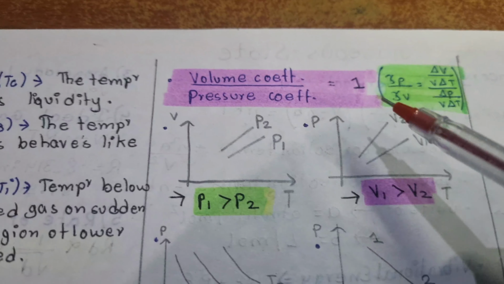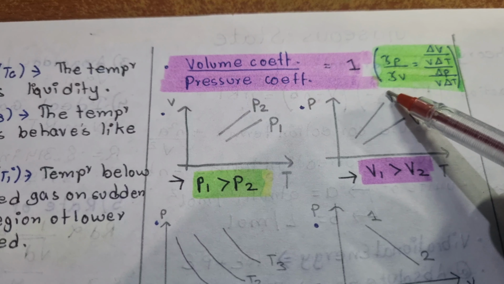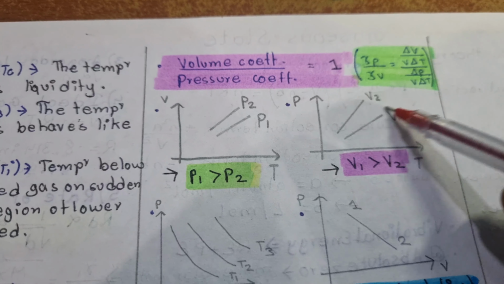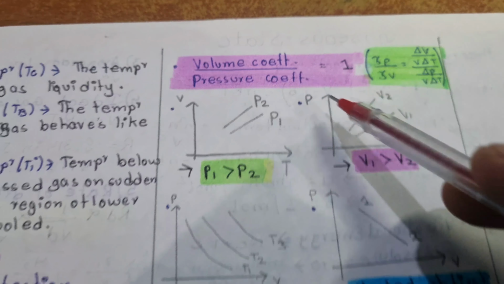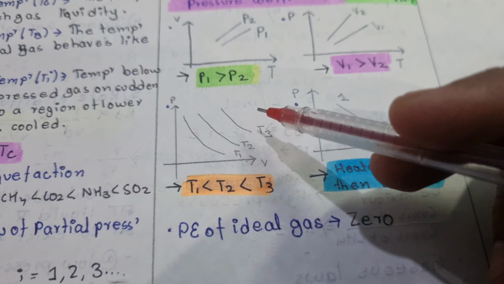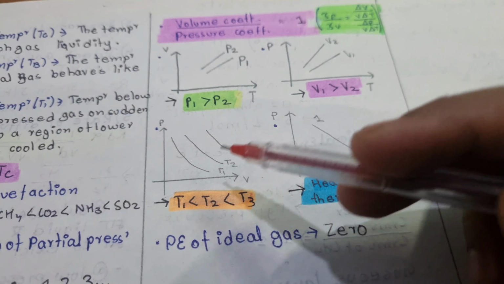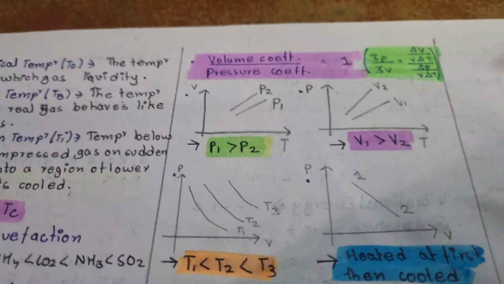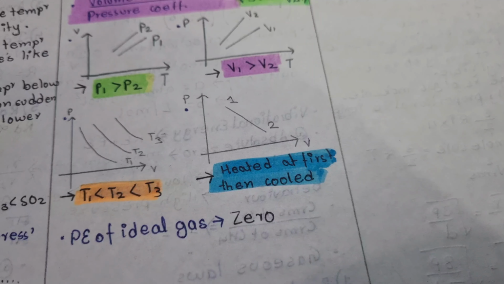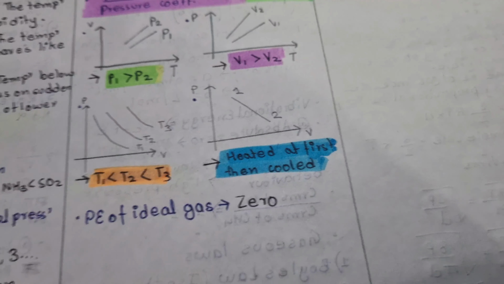Now, for the graph of P versus T, this volume is greater than this volume. As PV equals nRT, these two follow the same rule. Now, if you plot the graph for P versus T, the temperature gradually increases, that's why T3 is greater than T1. Now, if you are given a graph like that, moving from 1 to 2, that simply states that the gas is heated first and then cooled.